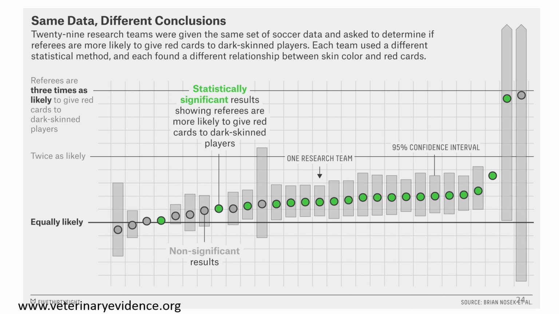So 29 research teams were given the same set of data and asked to determine if referees were more likely to give red cards to dark-skinned players. So 29 competent research teams were given the same set of data and asked to do an analysis to see if, in soccer, red cards were more likely to be given to dark-skinned players. Every research group got a different answer.